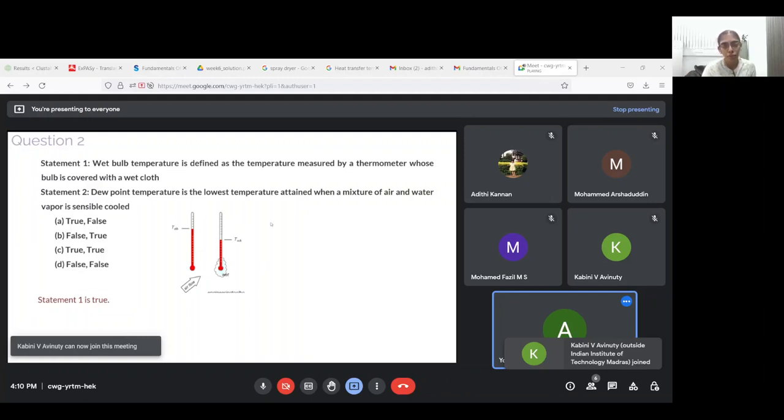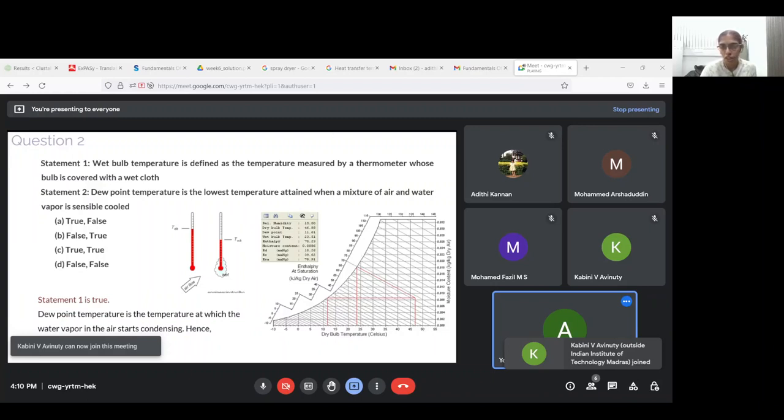A dew point temperature is the lowest temperature below which the water vapor in your air will start condensing and forming liquid. So dew point temperature is the lowest temperature where you can attain a mixture of air and water vapor. Below that, automatically all your water vapor will start condensing and forming liquid. So your statement 2 is also true.